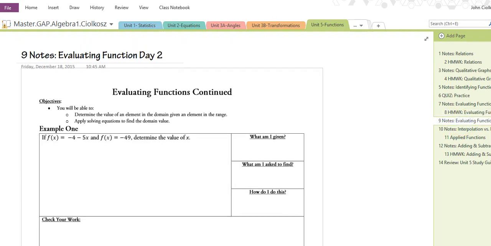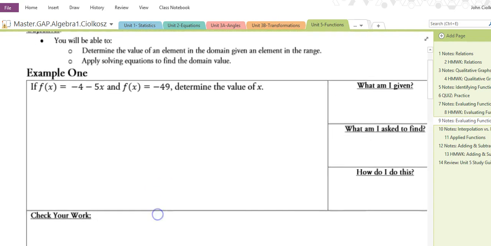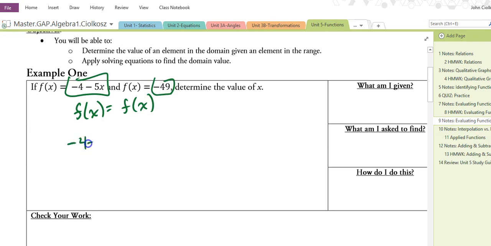Alright, for notes 9, we're going to do a little bit more with evaluating these functions. So here's an example where we know what f of x is, and another thing that it's equal to. So let's think, well, f of x is the same as f of x. So that means that this must be equal to this. I'm about to do some algebraic solving, so again, if you want to go back and get a refresher on that, check out Unit 2.